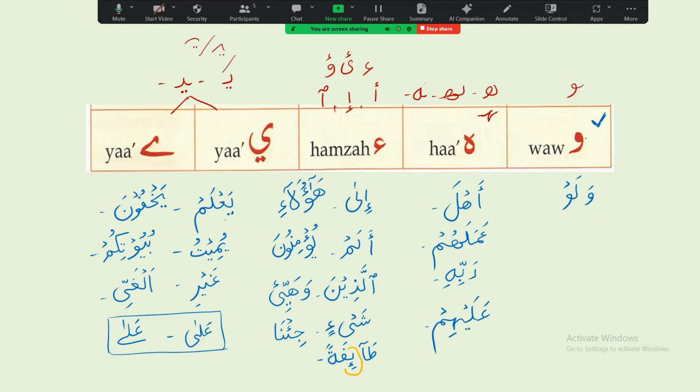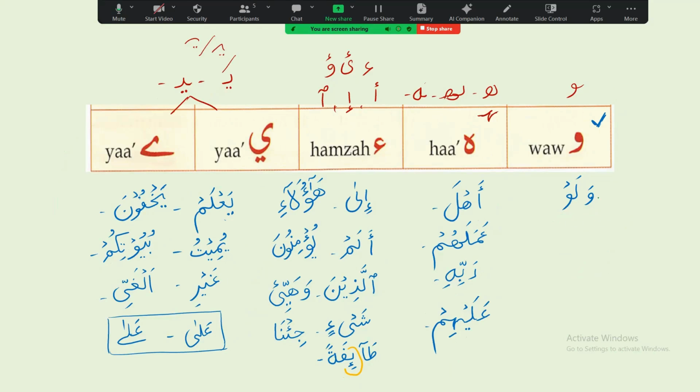Now we have the Waw alphabet. Again, a very unique shape, and you will not be confused, inshallah, with this. When Waw comes at the start, the shape is intact. When Waw comes at the end, the shape is intact here. Very simple. For Waw, just remember the shape of the Waw.